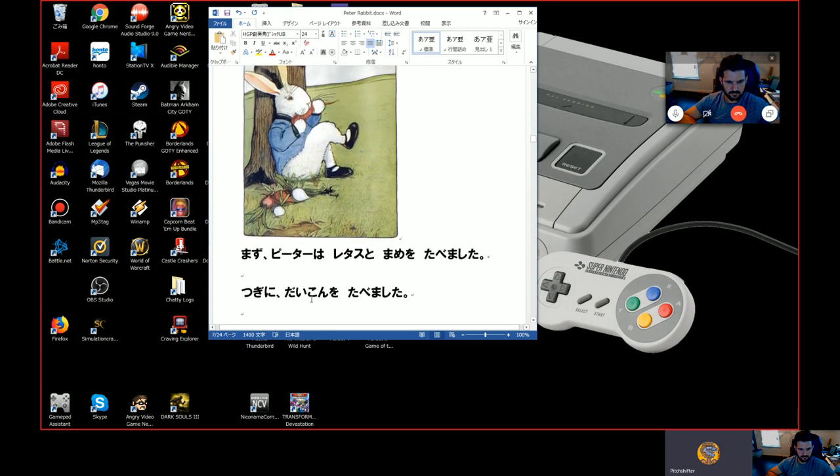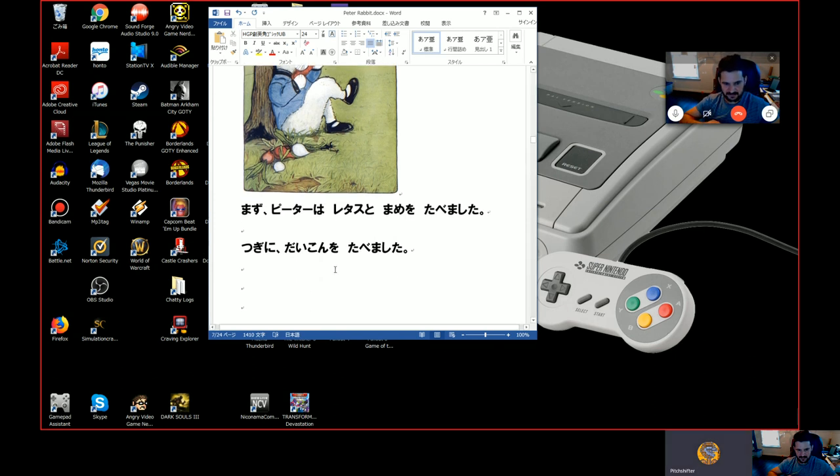Okay, next sentence. Mazu, pita wa retasu to mame o tabemashita. Yes. So I understand everything except mazu. That means then? Mazu, first. Okay, so first, Peter ate lettuce with beans. Tsugini. Second, or and then. Tsugini. Daikon o tabemashita. He ate a daikon. Yes. He ate a radish.